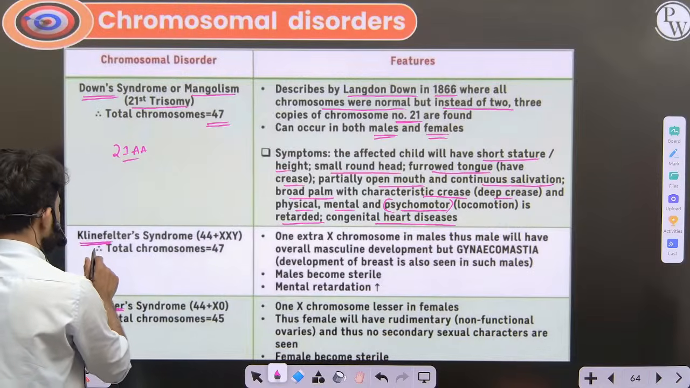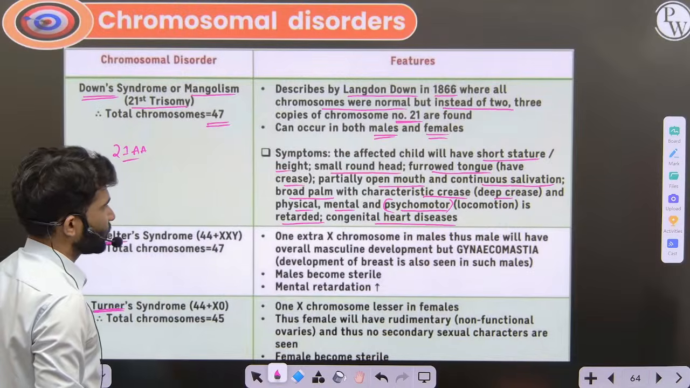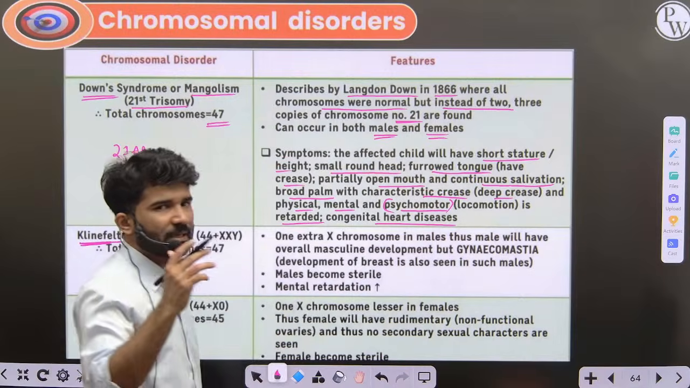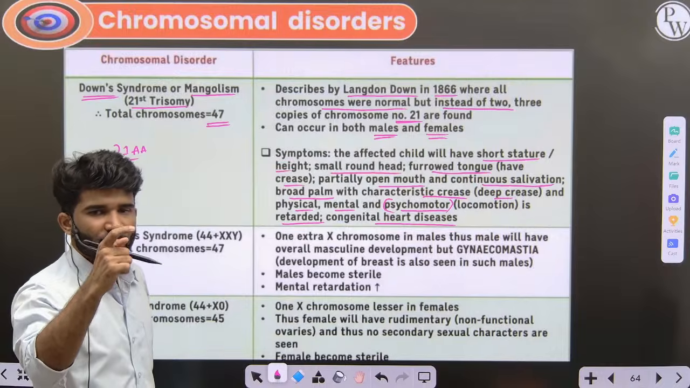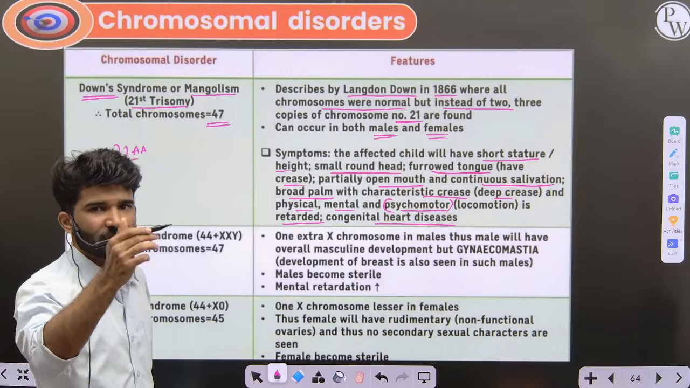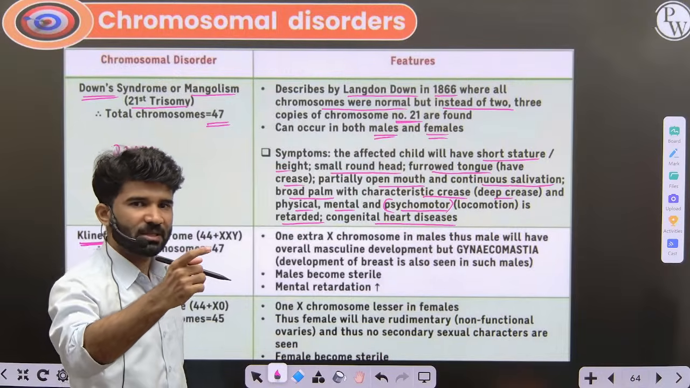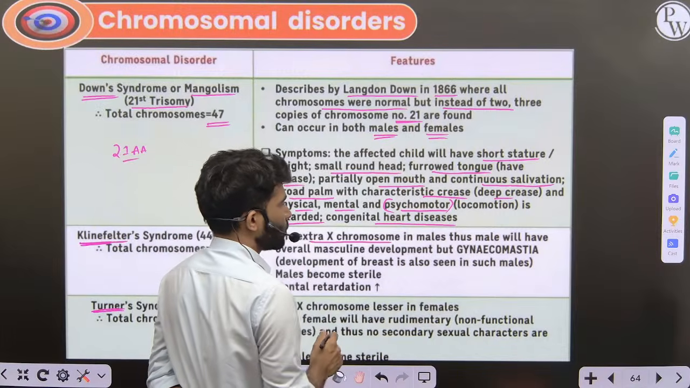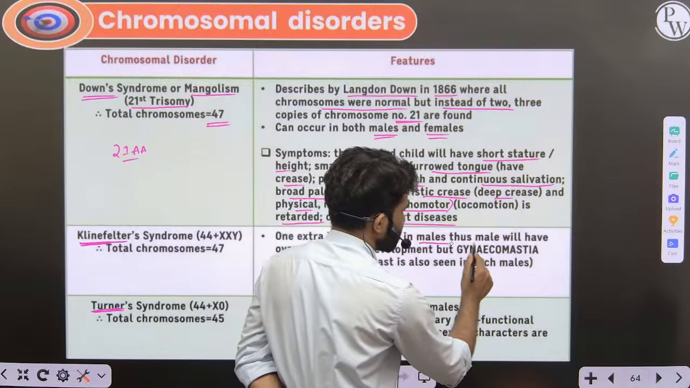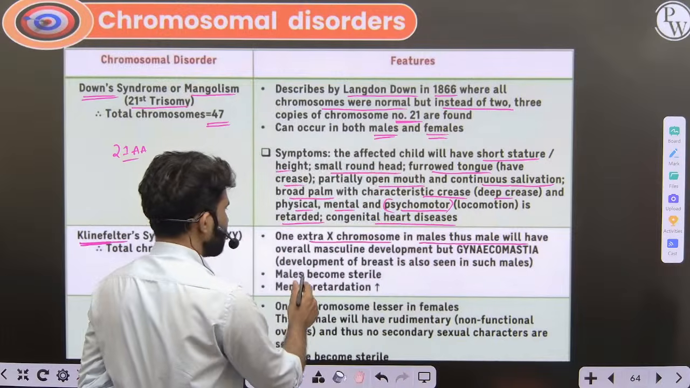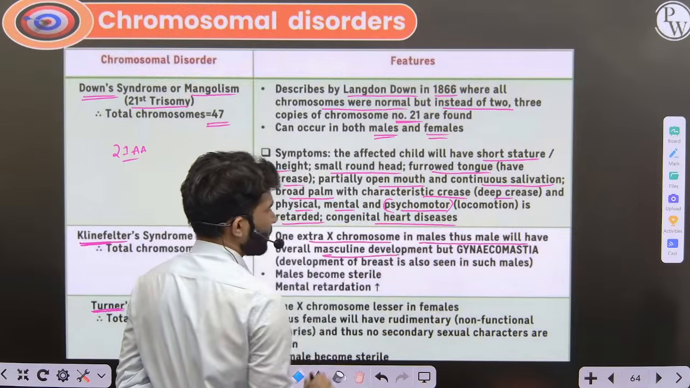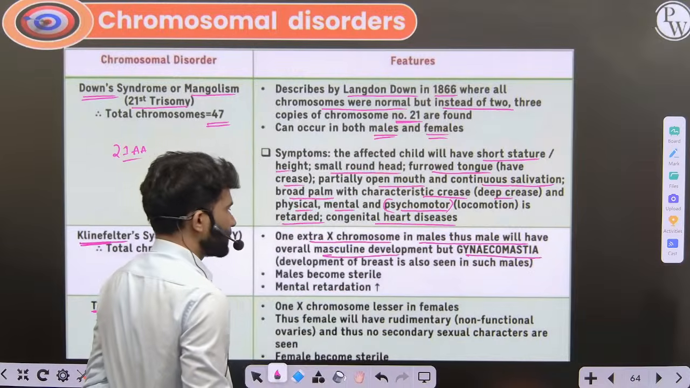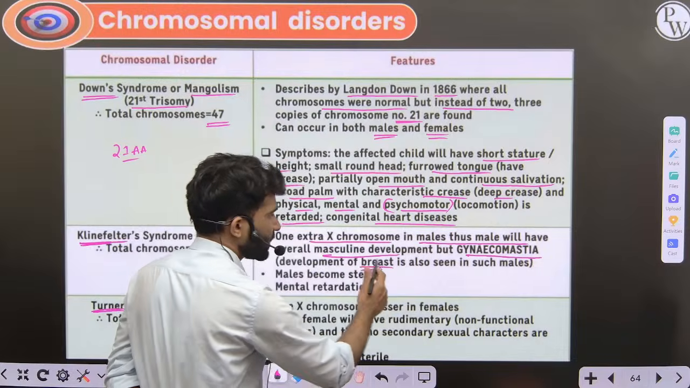Next one is Klinefelter syndrome. So in case of Klinefelter syndrome, what happens? Normally there are 46 chromosomes, and among those 46, 44 are autosomes, one pair is allosome. But here there is one extra chromosome, X, so the males have overall masculine development, but there is gynecomastia. That is, the development of breast occurs in males.